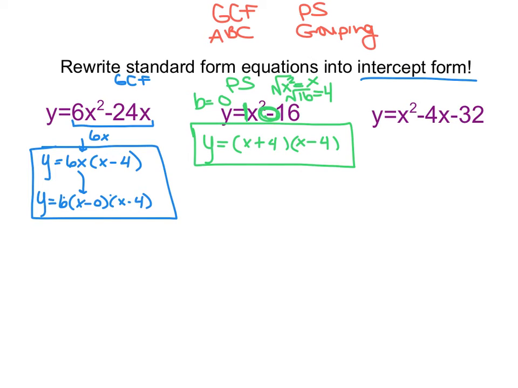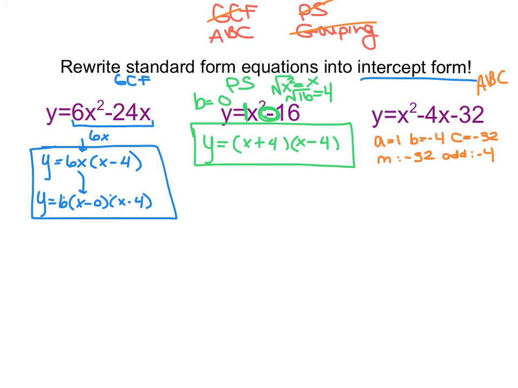And then final example here, I notice that this doesn't contain perfect squares, can't do greatest common factor or grouping. So this is another A, B, C problem. So I start off with A is equal to 1, B is equal to negative 4, and C is equal to negative 32. So I need two numbers that multiply to A times C, which is negative 32, and add to B, which is negative 4.